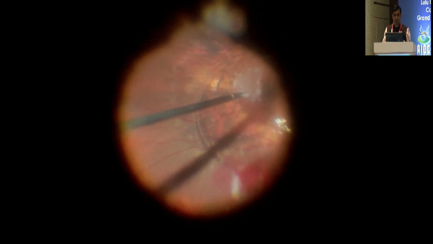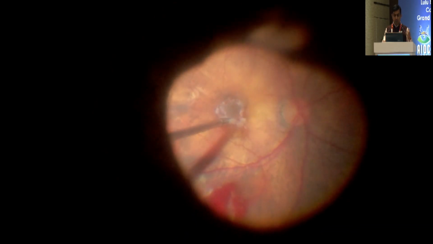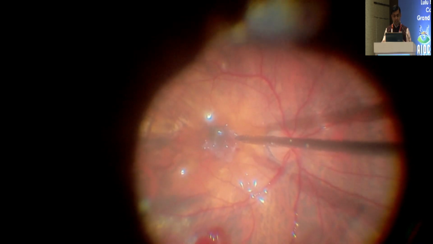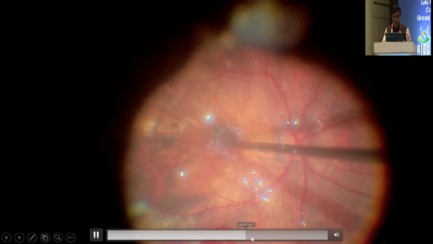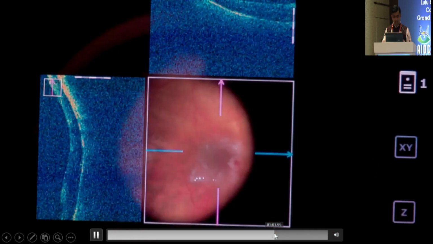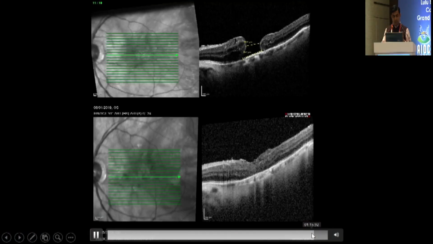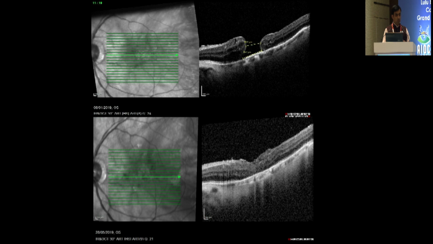This is done bimanually. You can even do it unimanually also. I'll show it a little later. I thought I should put the PFO above it, but nowadays I'm again doing it under the PFO. Sliding it under the PFO is easier. And now you have to just place it nicely and then do a laser, and IOCT confirms the graft placement, and fluid air exchange is done and silicone oil. And now you can see a good type 1 closure in this case as well.